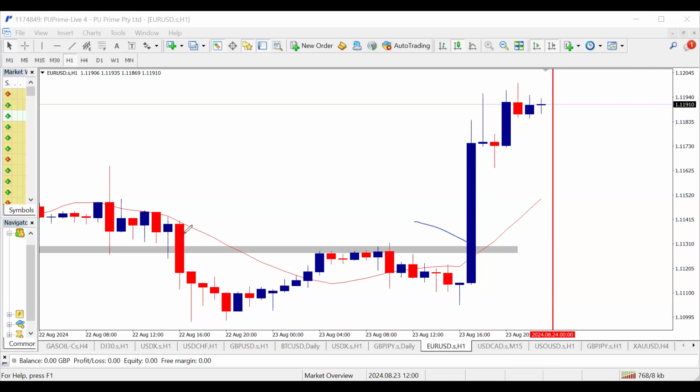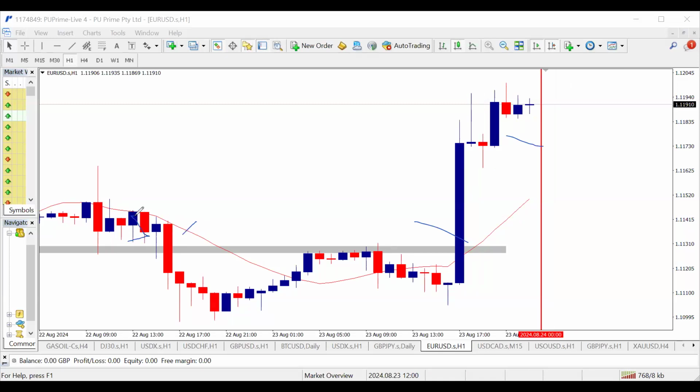Bullish engulfing. How about this? What is this? Bullish engulfing. How about here? What kind is this? Bearish engulfing candle. Yes, bearish engulfing. Okay. How about this?